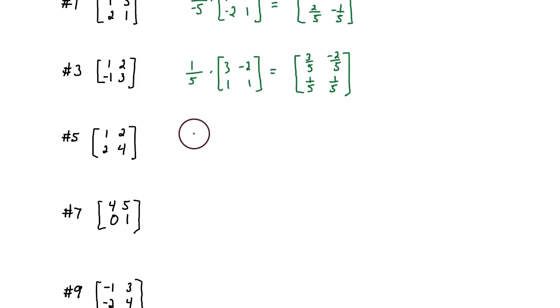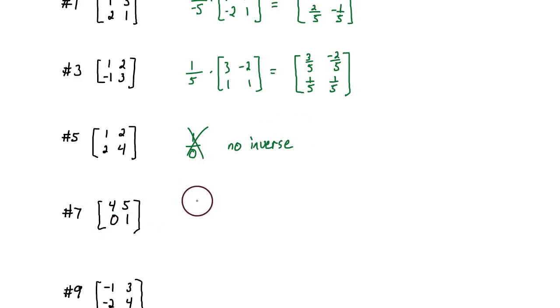Next one, we're going to go 1 over the determinant. So 4 minus 4, and that makes 0. As soon as I see that the determinant is 0, I'm not even going to take the time to finish out the process, because there's no way 0 can be the denominator of a fraction. This one has no inverse.